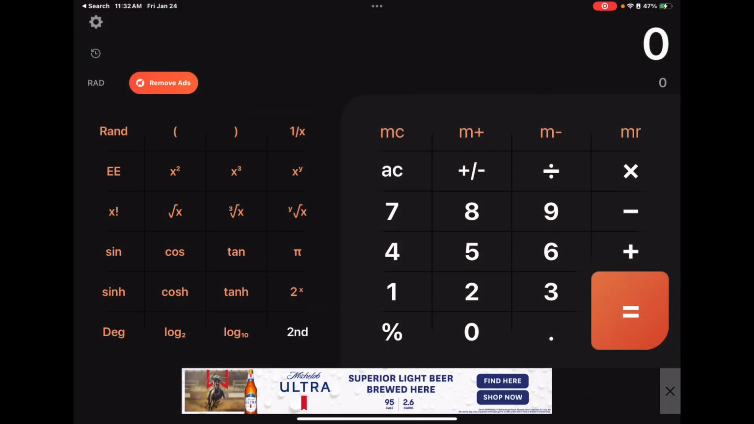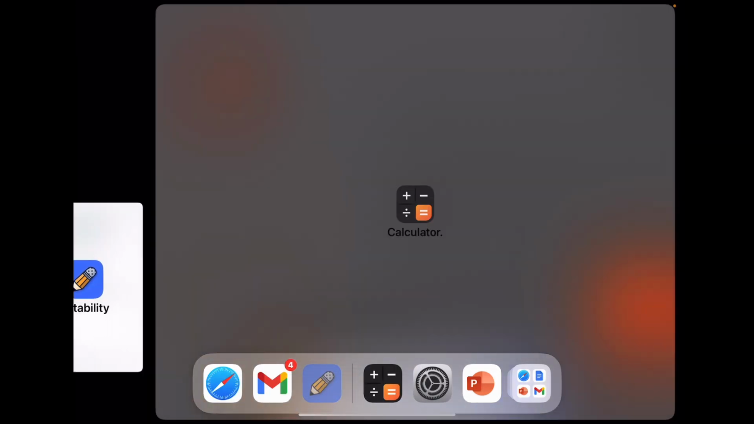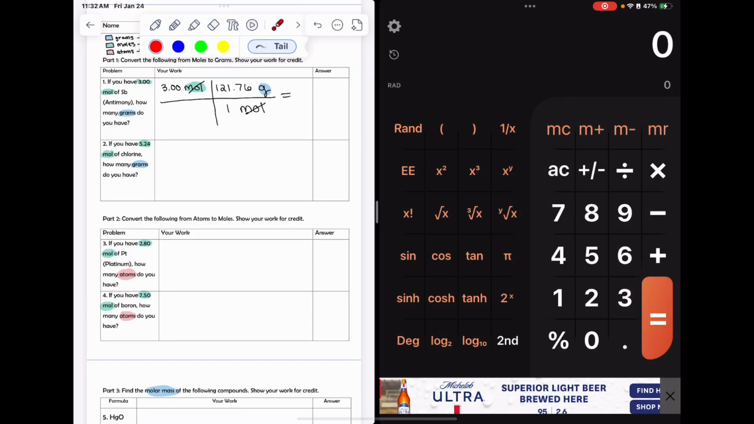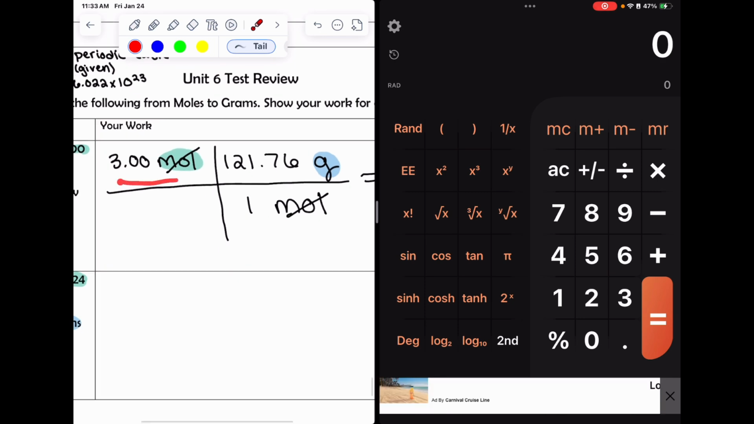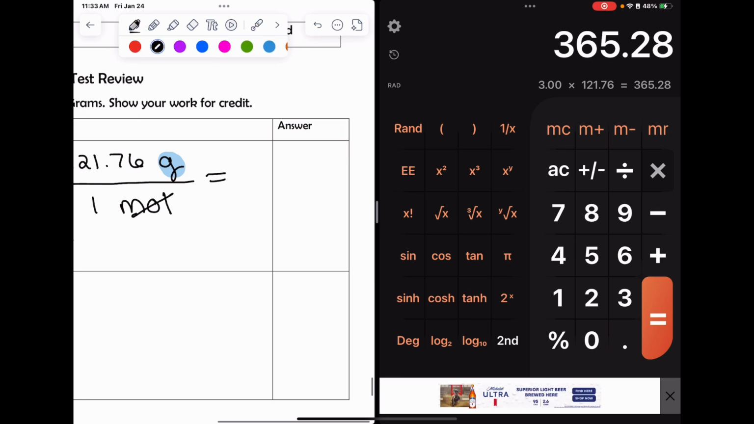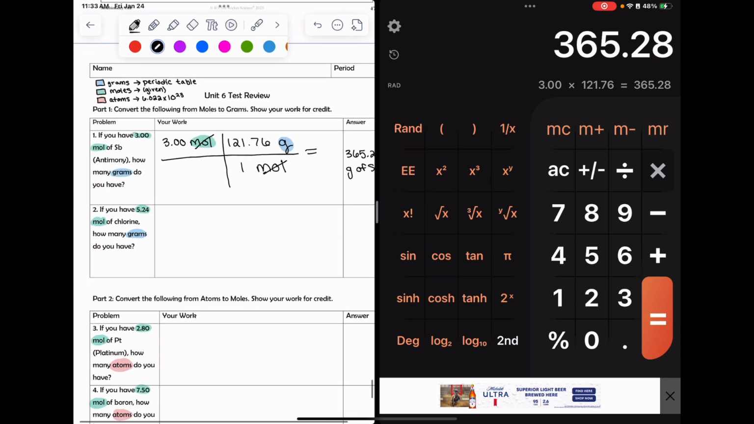All right, clear everything out. Let me pull up a double screen. So here we need to multiply 3.0 times 121.76. And we get a total of 365.28 grams of antimony, which is Sb. Perfect, there's our answer. On every single one of these, y'all should be showing your work and then putting your answer here. Okay?